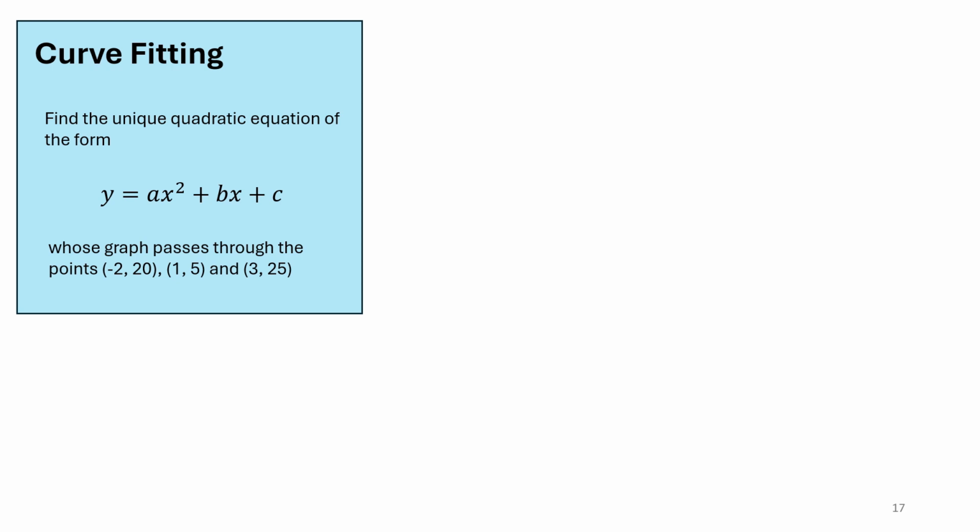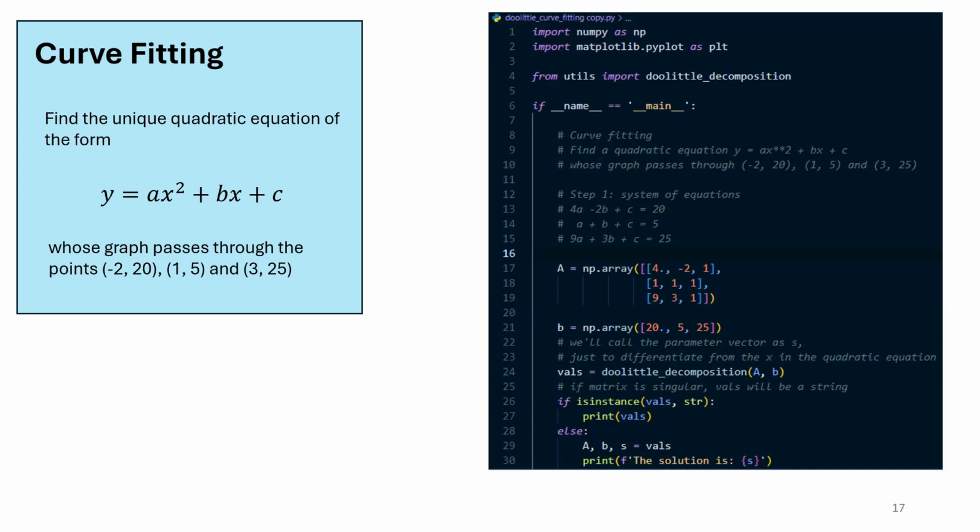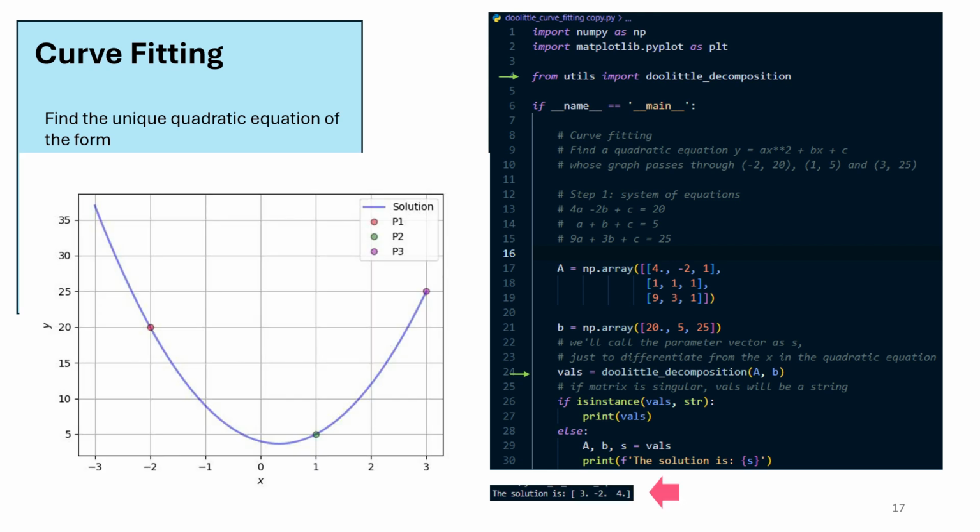Let's see how we can solve this curve fitting problem using the Doolittle's decomposition method. Like before, we only need to make two changes in the curve fitting code. We import the Doolittle decomposition function from utils and use it on line 24. The rest of the code remains the same. The solution is again the same, that is a quadratic equation with a equal to 3, b equal to minus 2 and c equal to 4.